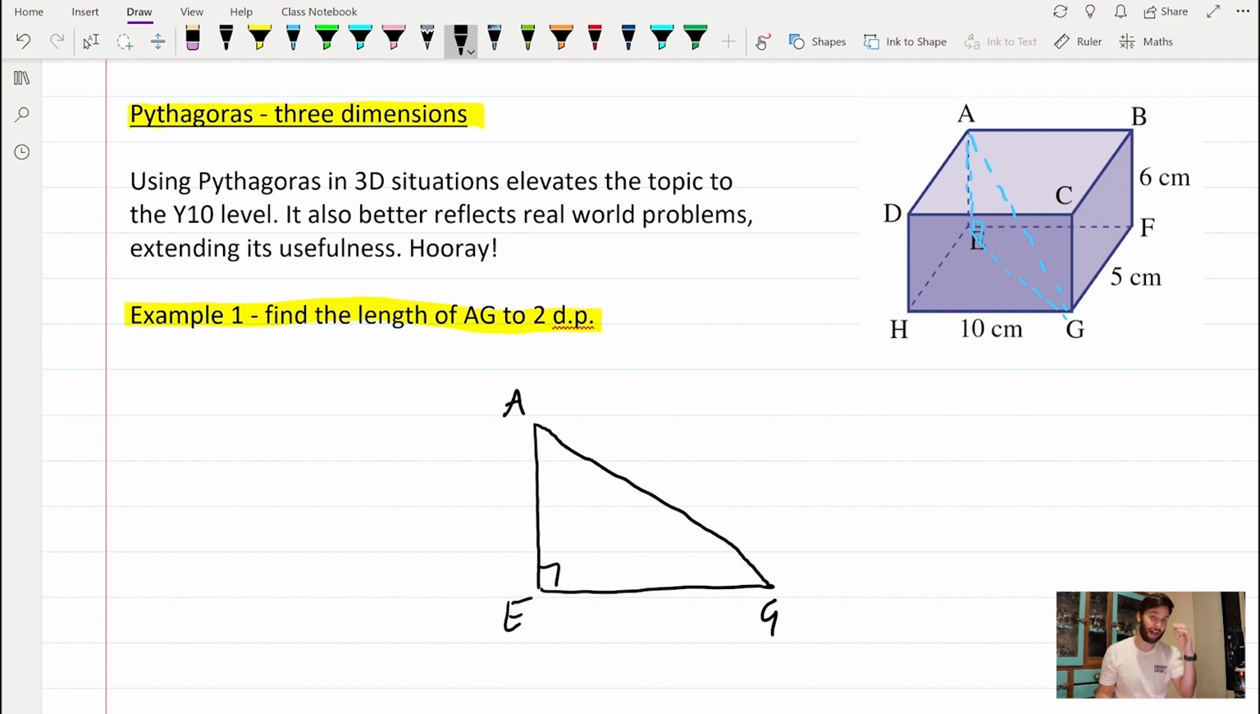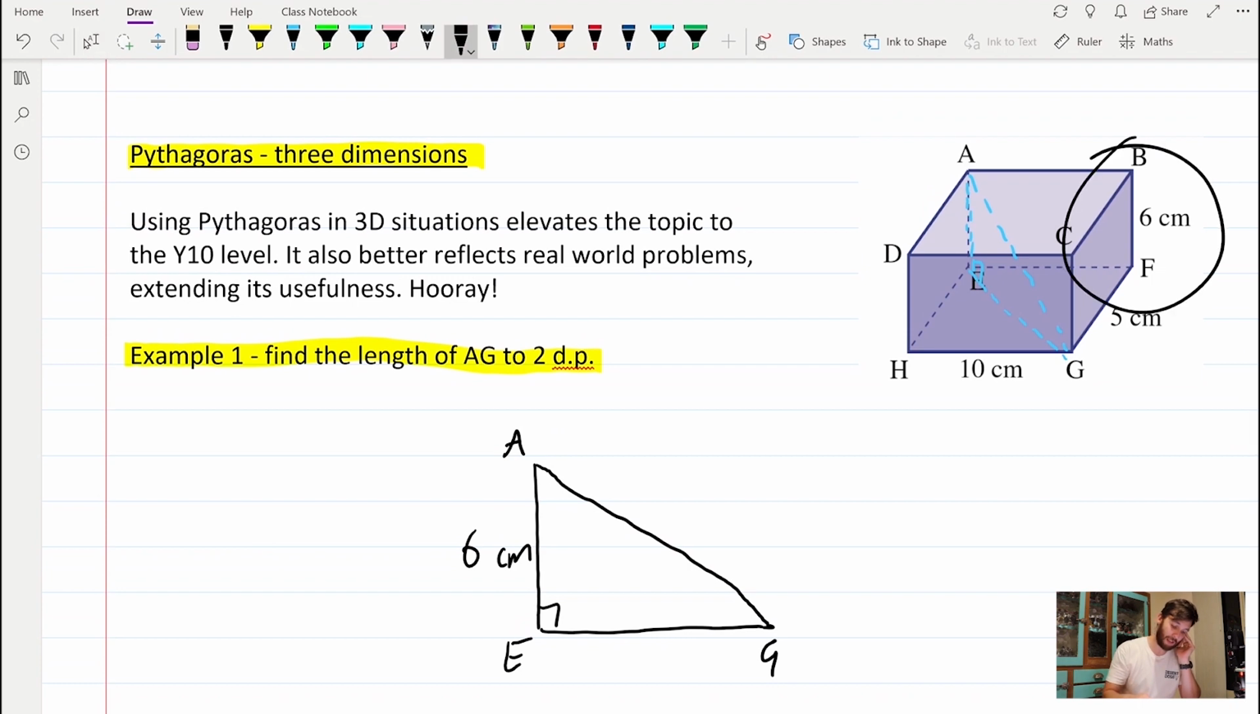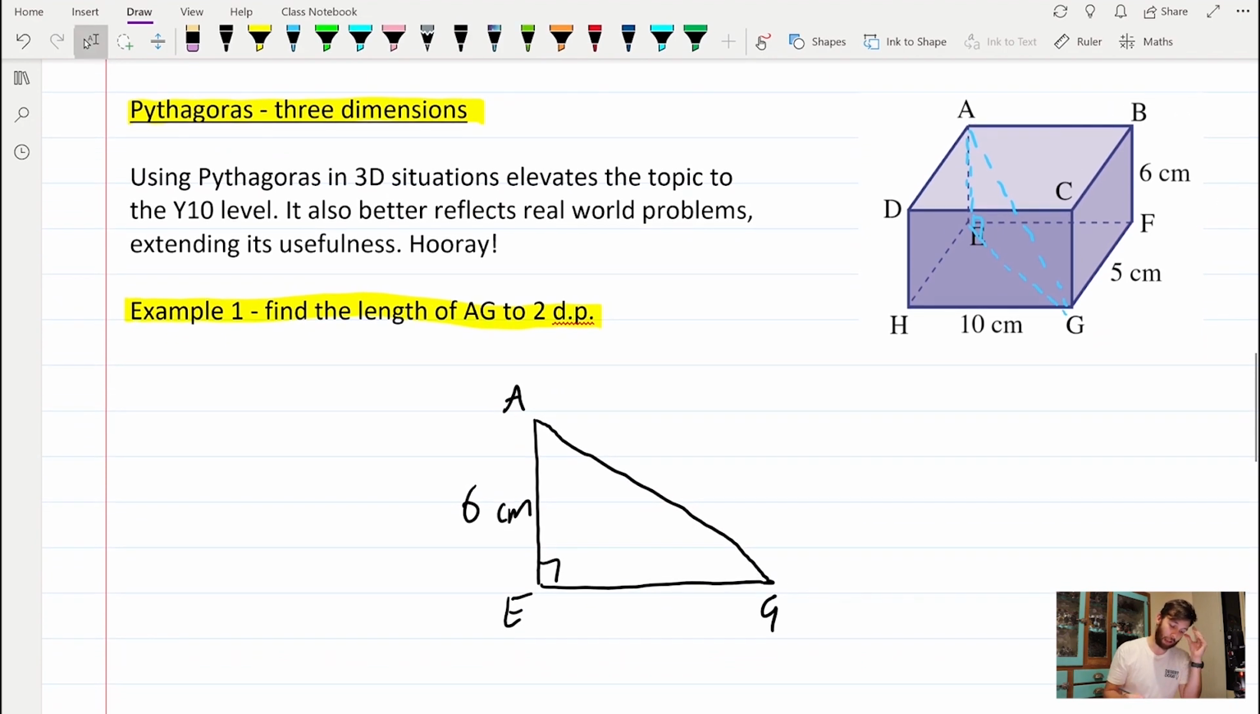Now there's not a lot that I know about this triangle just yet. I know that it's got a height of 6 centimeters. I can get that from the diagram from BF just there. But I don't know the length along the bottom. I'll call that Y. I don't know AG, which is the actual question. I'm going to call that X for now.